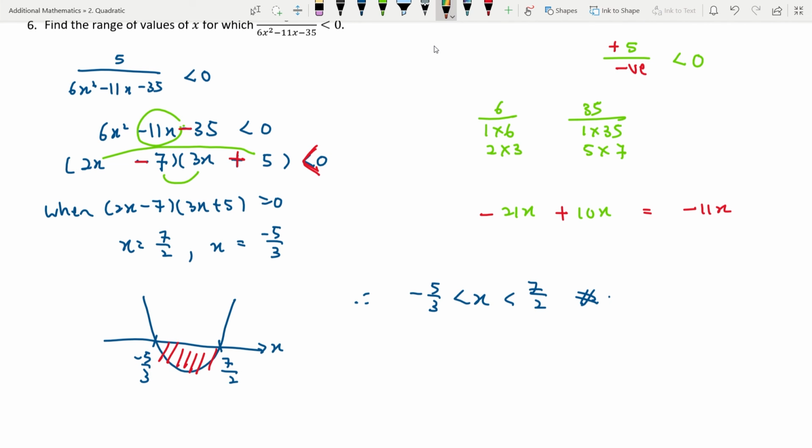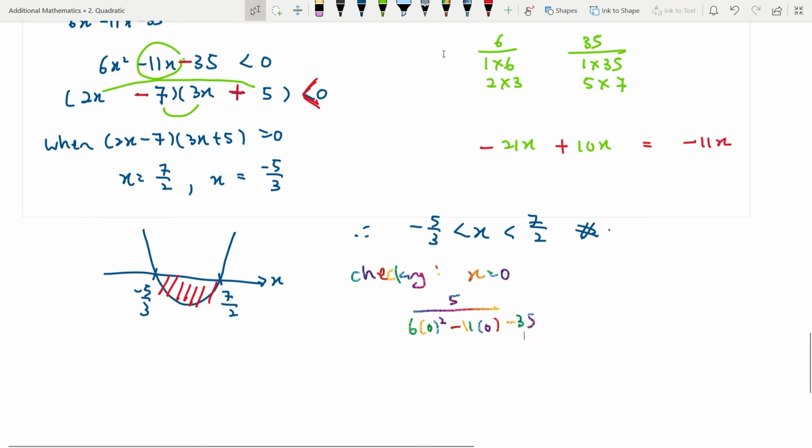We can do some checking as well. Let's choose x equal to 0. x equal to 0 falls inside the range, so it should fulfill the condition which is less than 0. 5 divided by 6 times 0 squared minus 11 times 0 minus 35 is equal to 5 over negative 35, negative 1 over 7, which is less than 0.